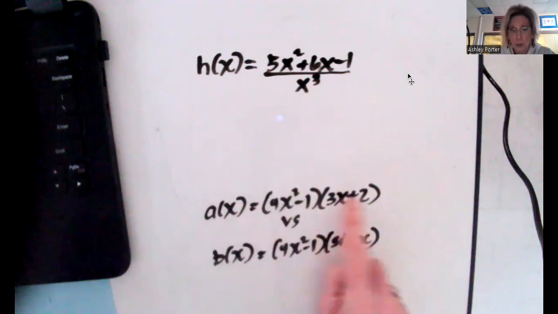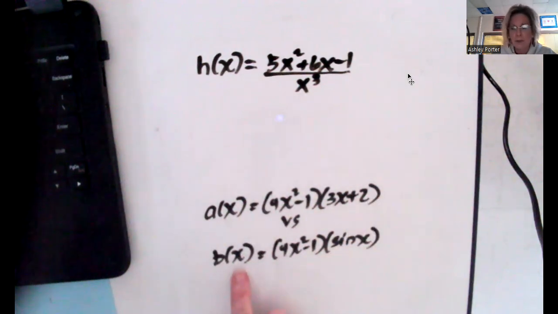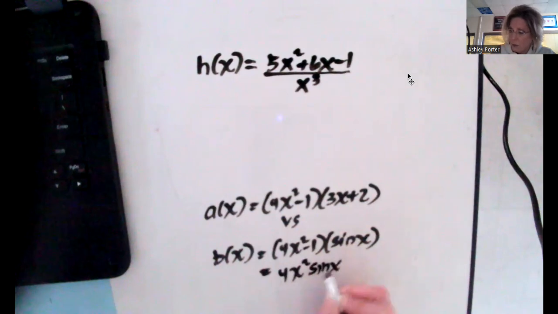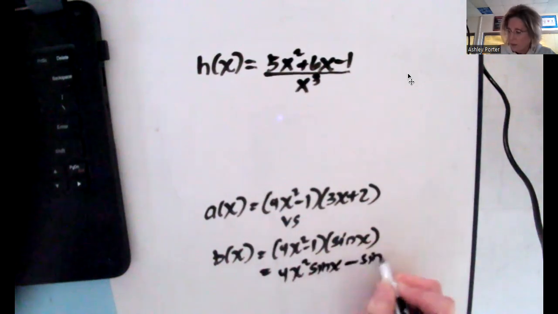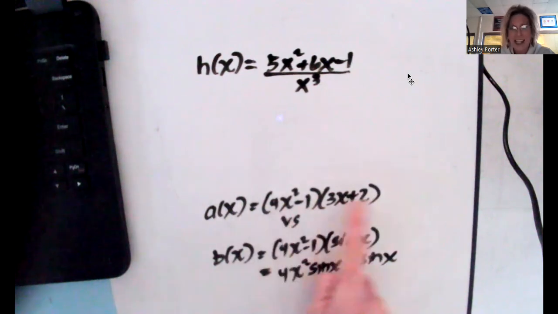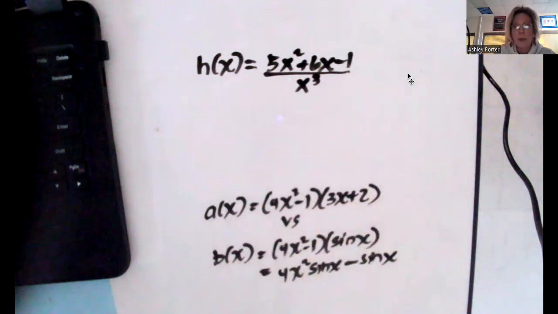Well, that's an issue with a of x. If you look at b of x, there's nothing. If I distributed 4x squared sine x minus 1 sine x, I would still have to use the product rule right there. So on b of x, I can't get around using the product rule. So I'm just going to use the product rule from the get-go. On a of x, I can get around the product rule. So I'm going to. Again, don't use a cannon if you can take care of the job with the water gun.